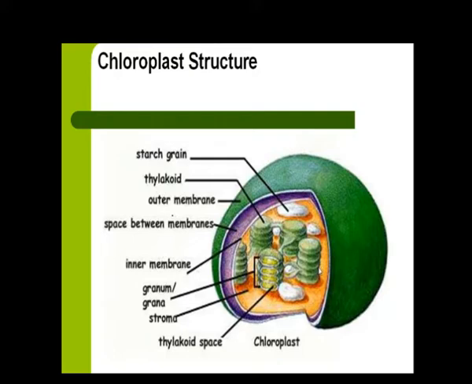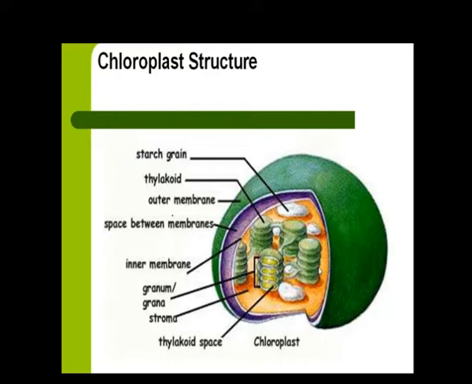Now the structure. There are three membranes: the outer membrane, the inner membrane, and the thylakoid membrane. There are three spaces; between the outer and the inner membrane there is an intermembrane space. Next, inside the inner membrane, there is the stroma, where the dark reaction enzymes are present in solution.